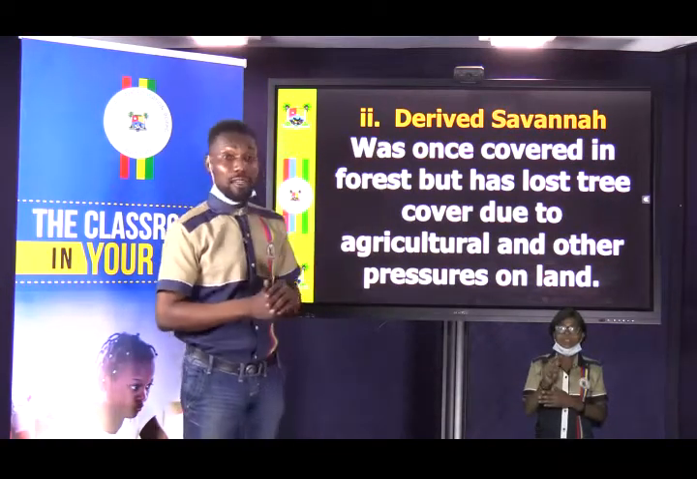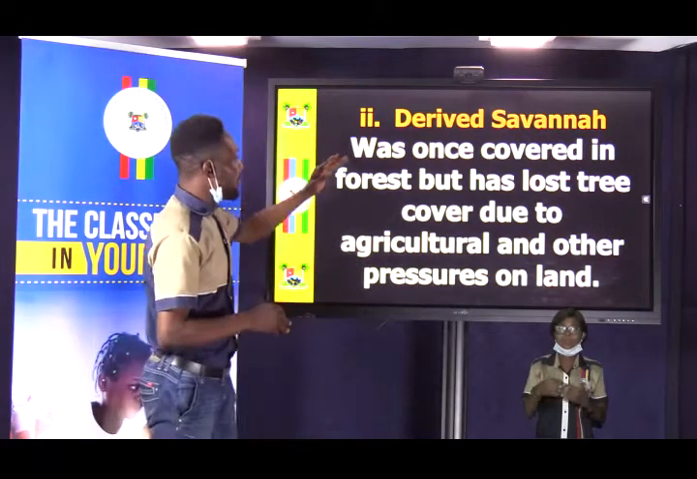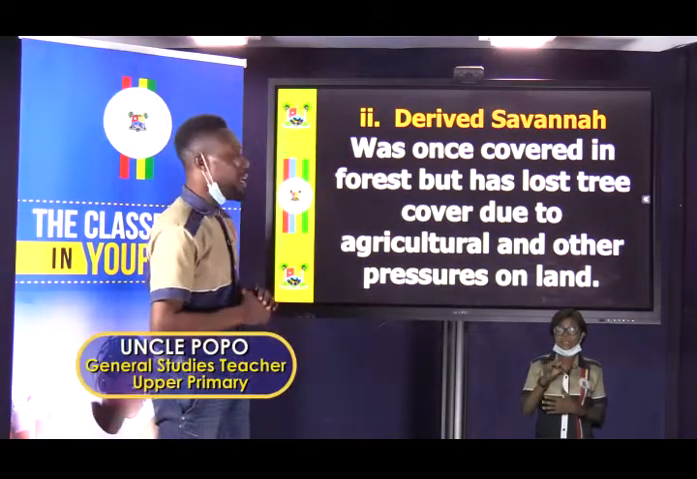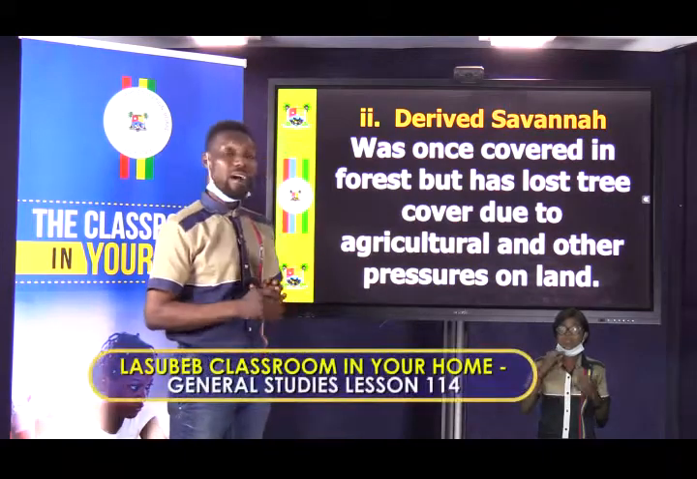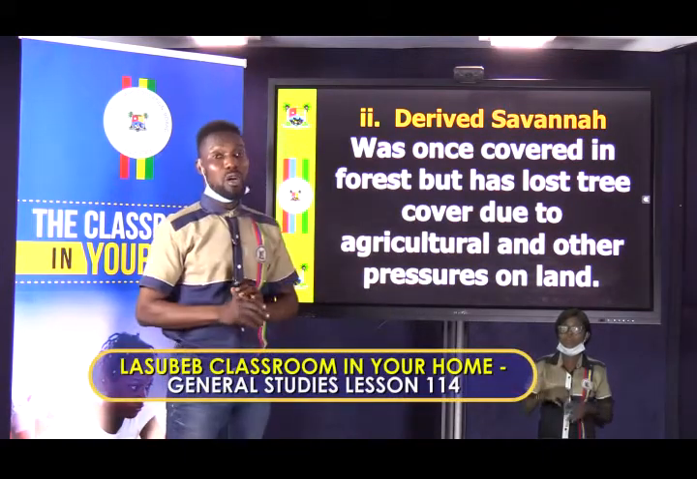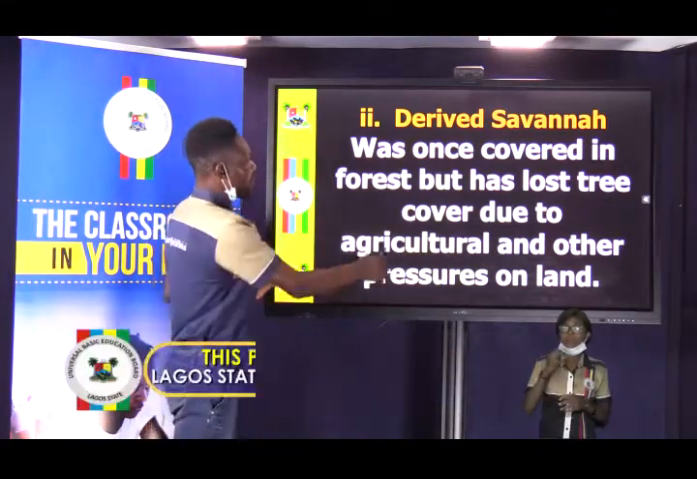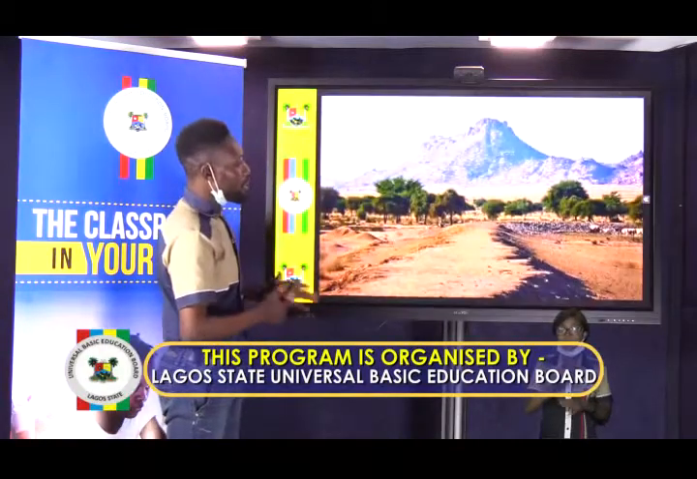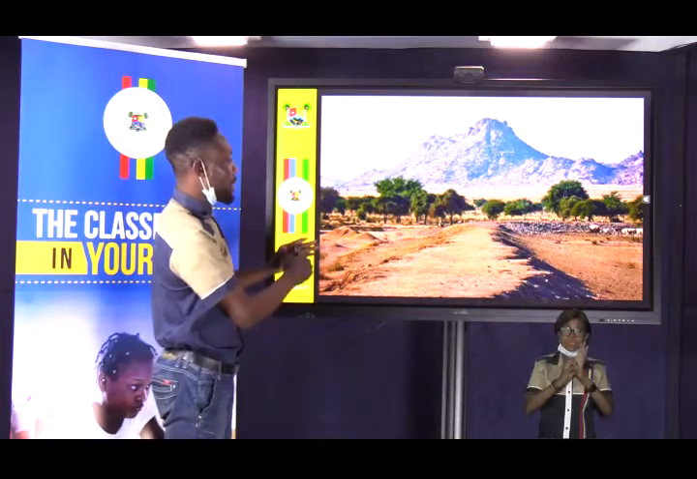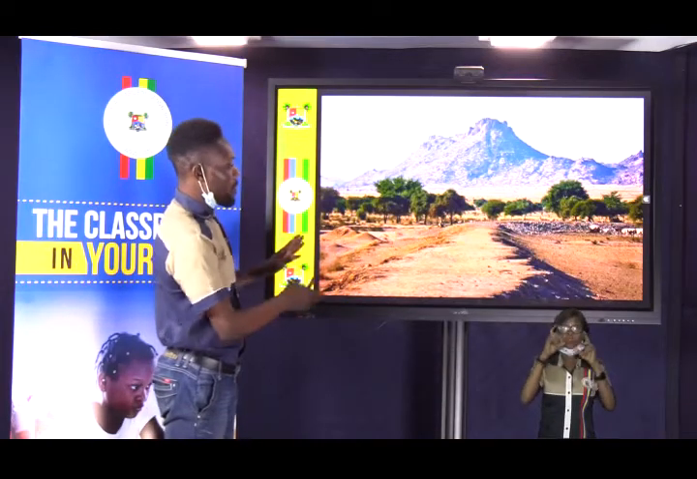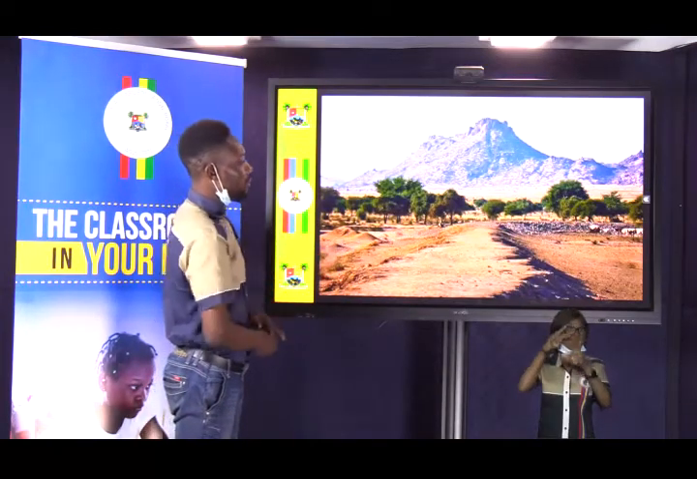Now, looking at distribution of animals in Nigeria, we've talked about savanna and semi-arid land. Now, on to derived savanna. Derived savanna was once covered in forests, but has lost tree cover due to agricultural and other pressures on land. Now, let's look at the picture of what I'm talking about. This is derived savanna.